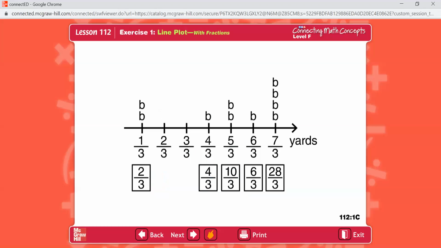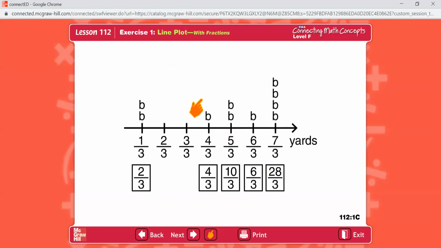Here's what you should have. Now figure out the total number of yards, then divide by the total number of boards. So add these up, then divide it by however many B's there are. Pause the video now. Do your work. Resume when you're ready to check.